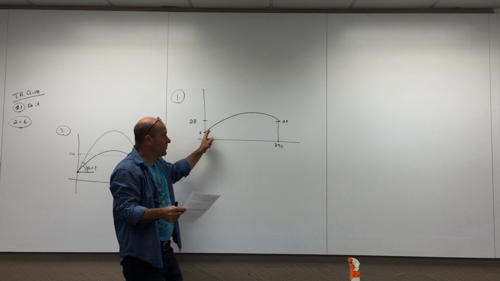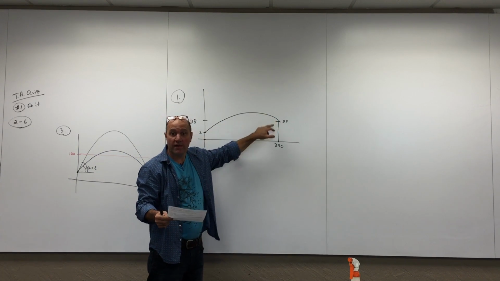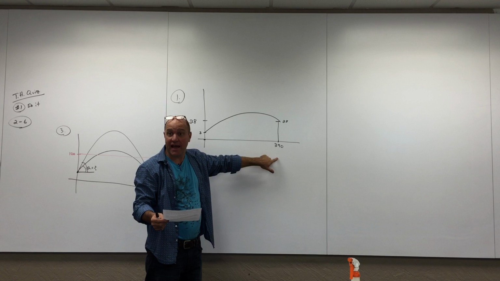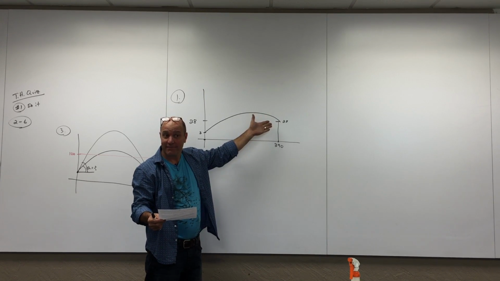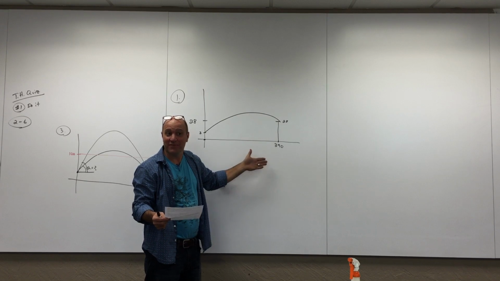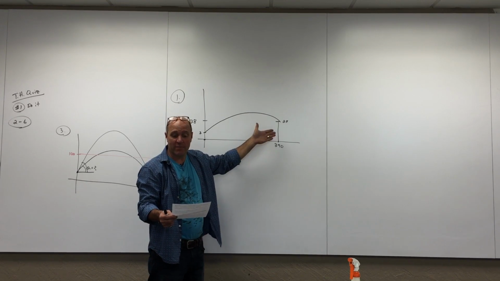So in other words, to be a home run, it goes over the wall, and that means when X is 390, we want Y to be 28. I mean, that's kind of what this problem comes down to. When X is 390, we want Y to be 28.